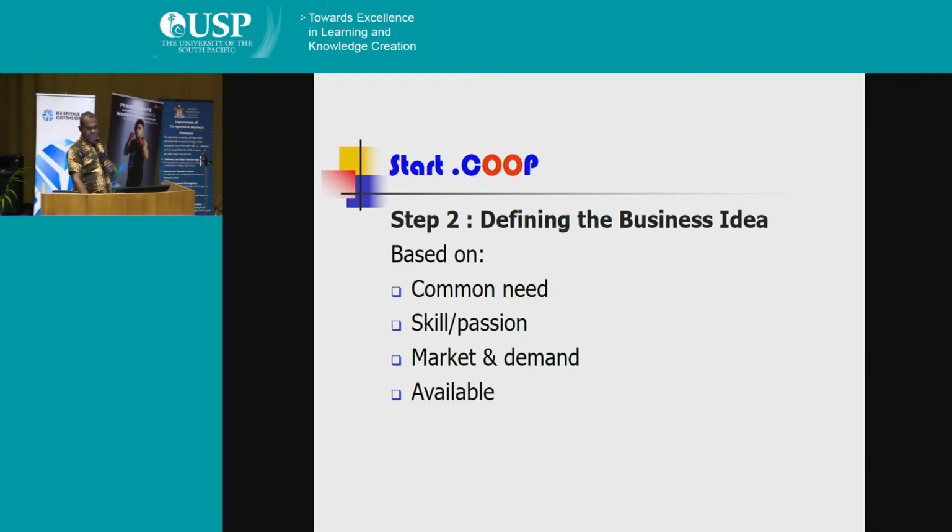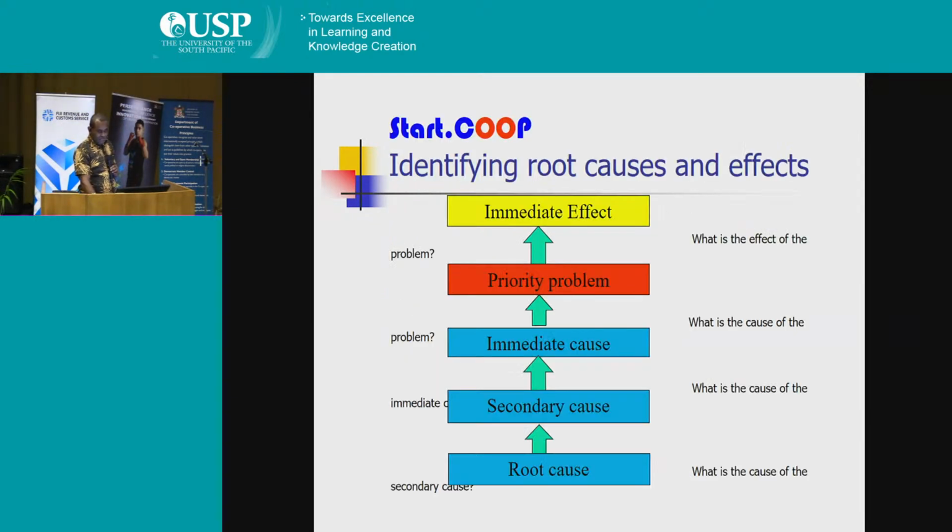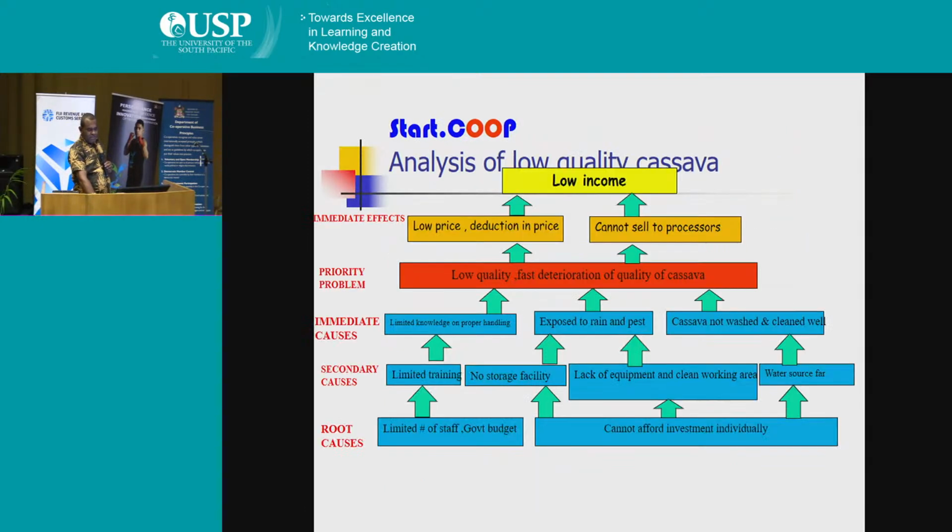Okay, defining the business idea based on common need, based on skills, based on market and demand. If there's a market and a demand, proceed with the business. Now this is just a slide to help us identify root causes and effects of problems. What's the immediate effect? Just to analyze problems. Priority problems, you have immediate problems. Secondary, you can just look at this example.